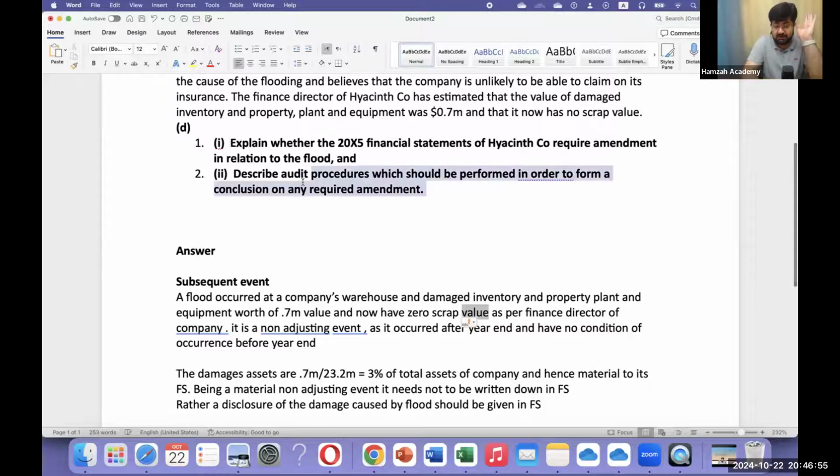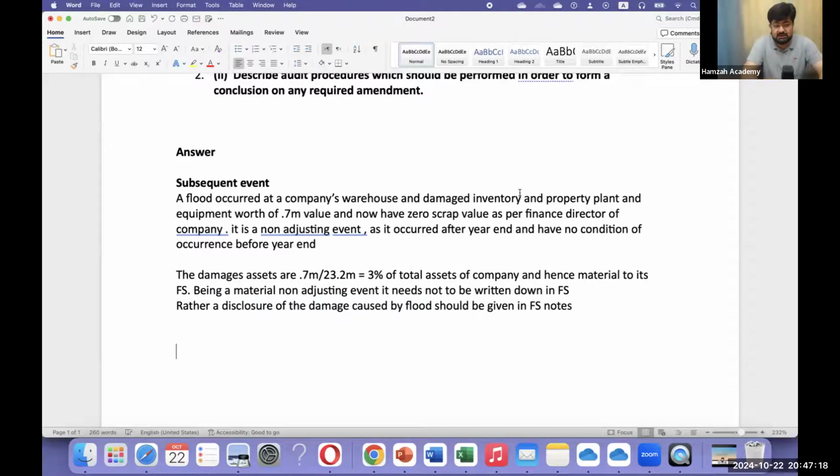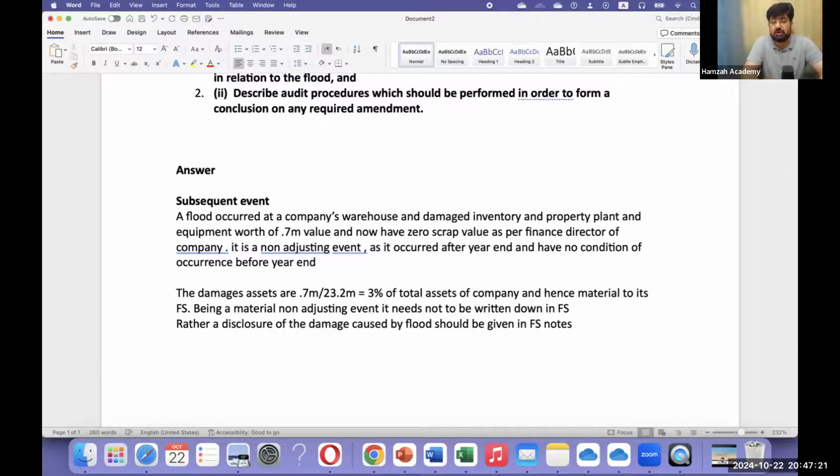Now the second part, you see: 1 mark is for the materiality calculation and that it need not be written down. And then disclosure of the damage in financial statements, in the notes. It is done. Now the next is procedures to form a conclusion on any required amendment.